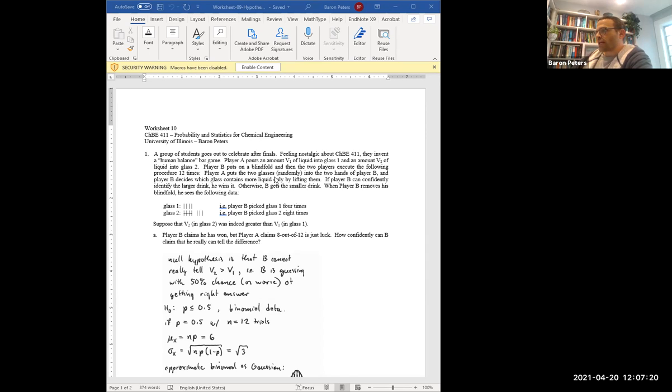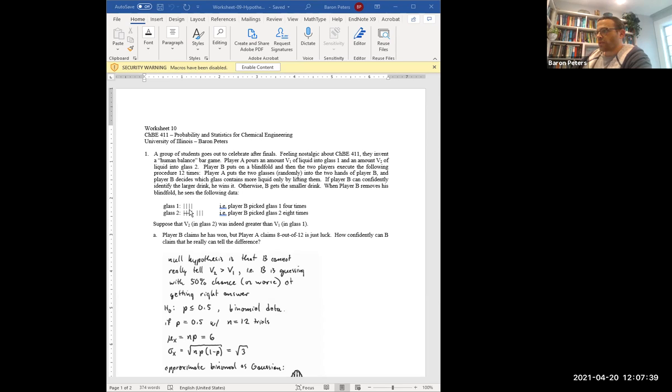Player B puts on a blindfold, and then the two players execute the following procedure 12 times. Player A puts the two glasses randomly into the two hands of player B, and player B decides which glass contains more liquid only by lifting them. If player B can confidently identify the larger drink, he wins it. Otherwise, B gets the smaller drink. When player B removes his blindfold, he sees the following data.